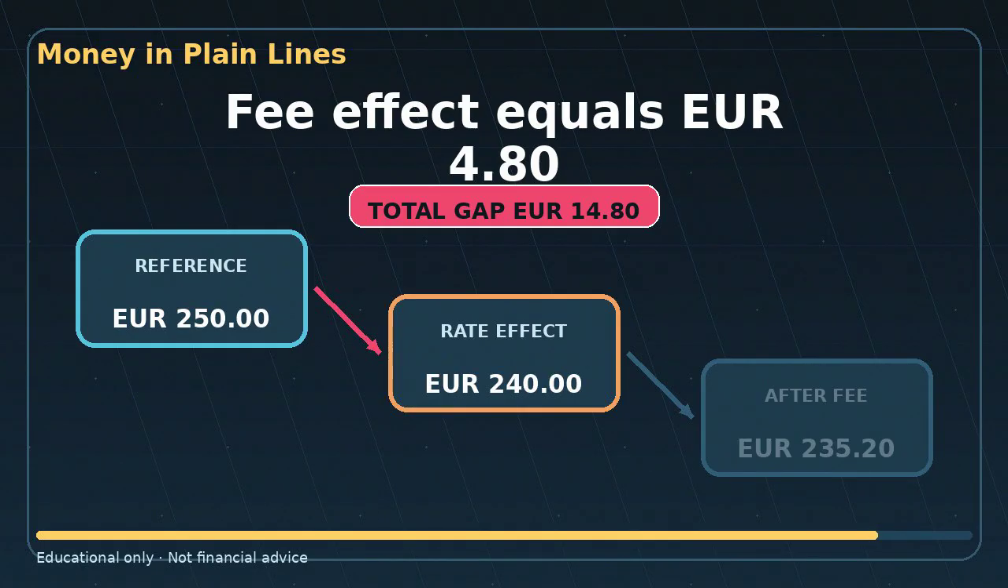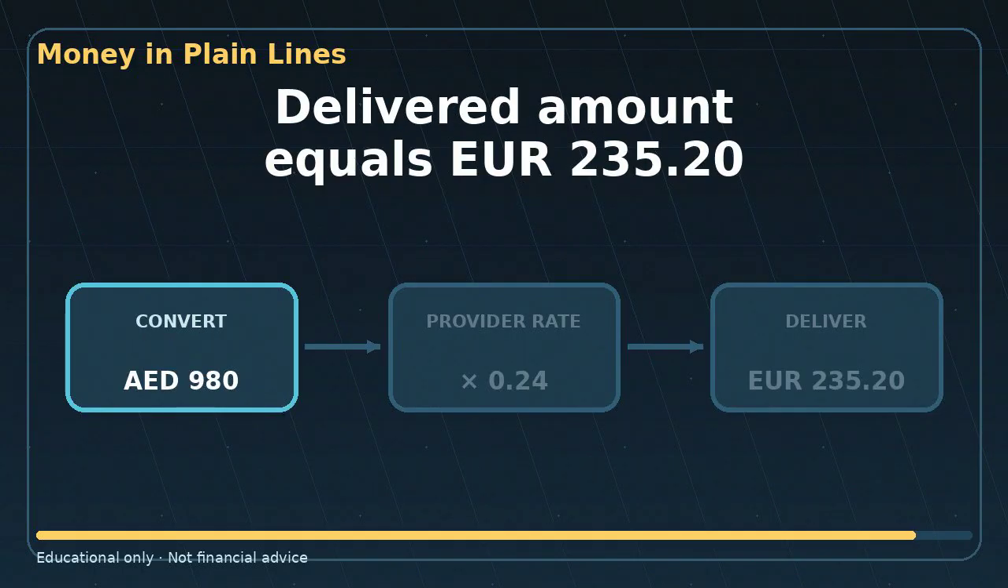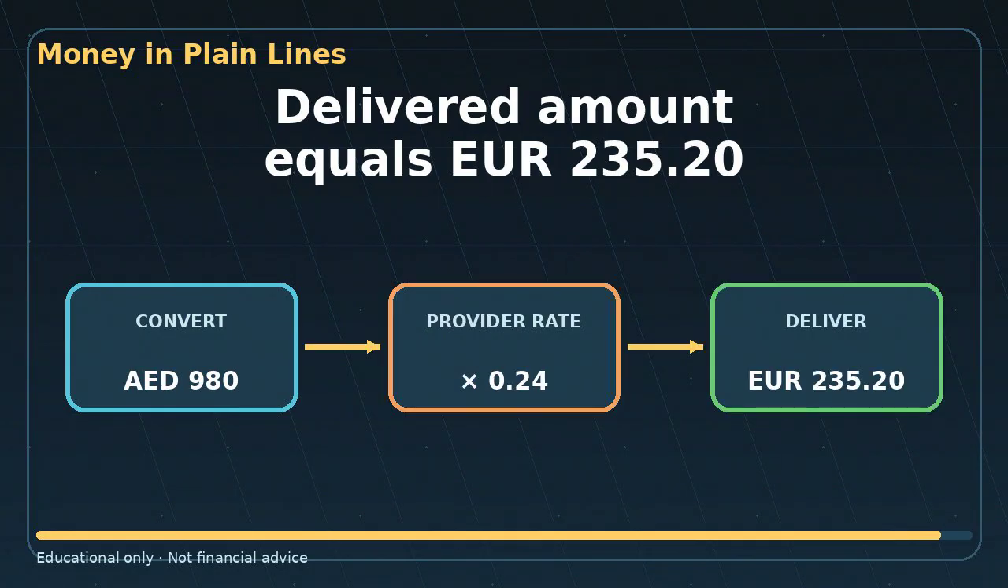The plain-line summary is this: begin with the same send amount, keep the currencies and timing consistent, show where the fee enters, and reconcile the final recipient amount. In Omar's fictional example, the route is AED 1000, then AED 980 after the fee, then 235 euros and 20 cents at the provider rate. The reference route reaches 250 euros, leaving a visible 14 euros and 80 cents difference. This is educational only, not financial advice.